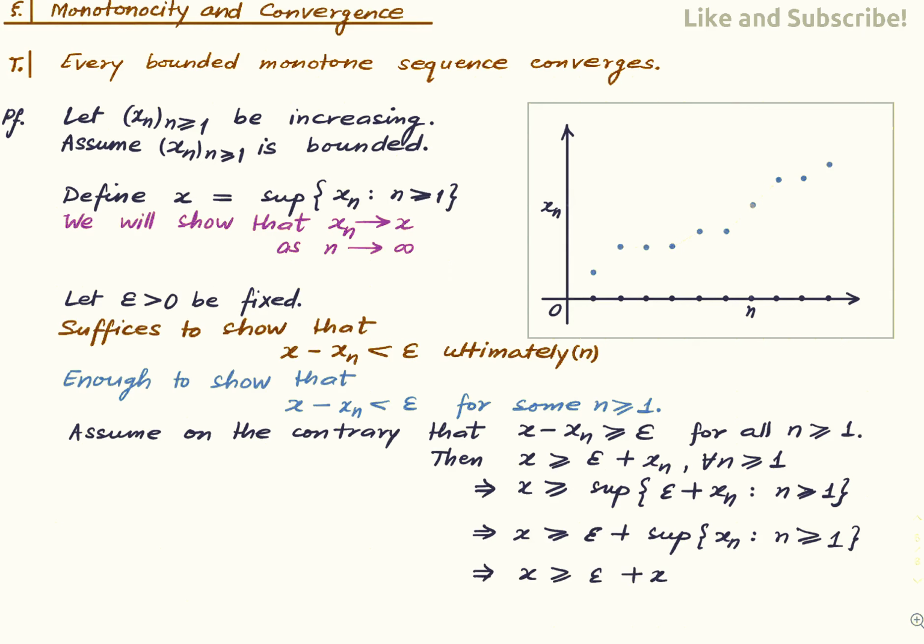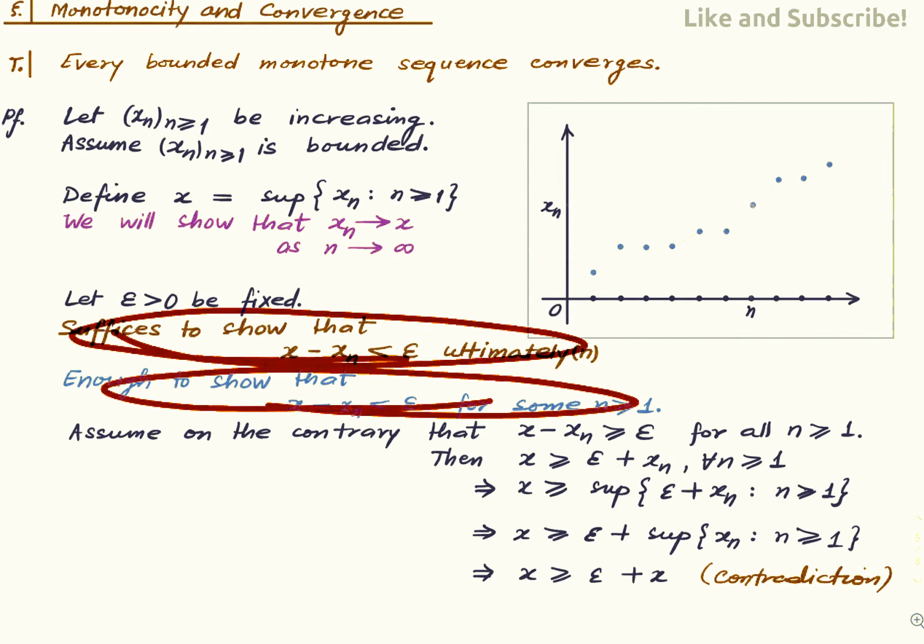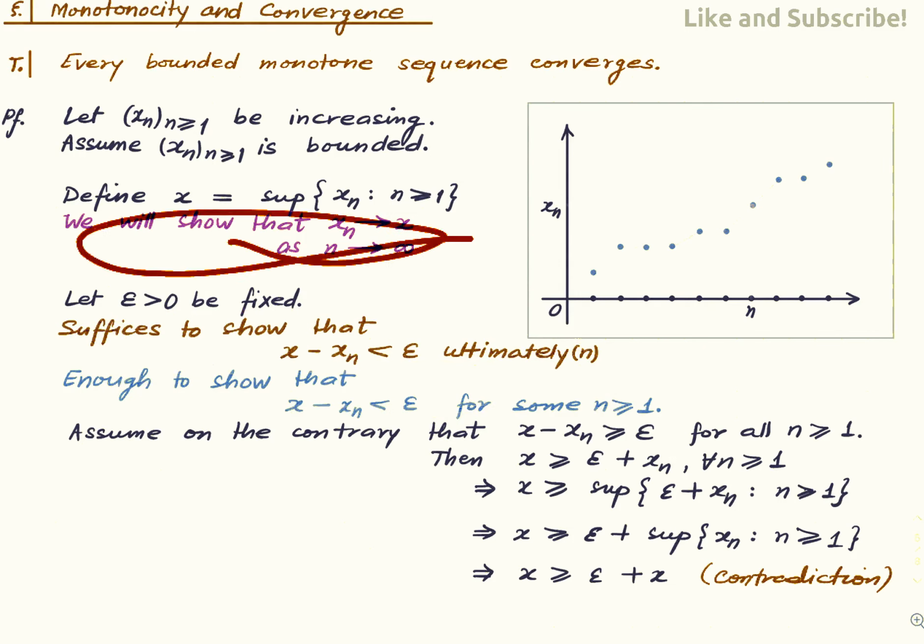Contradiction to basic thing about numbers. Contradiction, and therefore we are done. So we have shown that this blue thing must hold, and hence this orange thing must hold, and therefore the pink thing happens, and we are done.